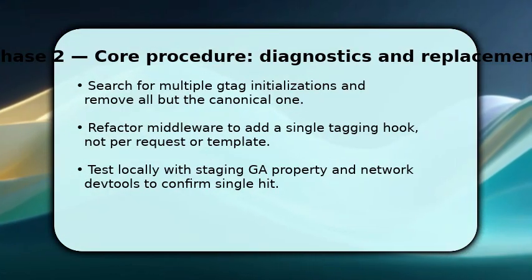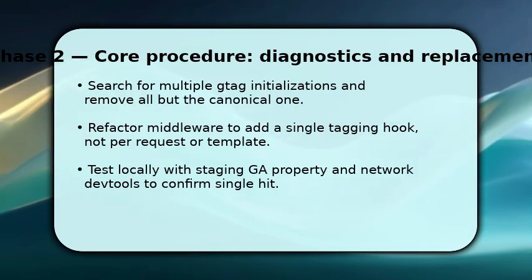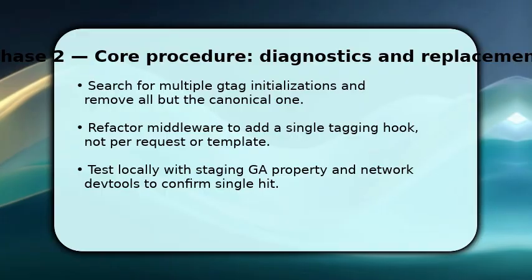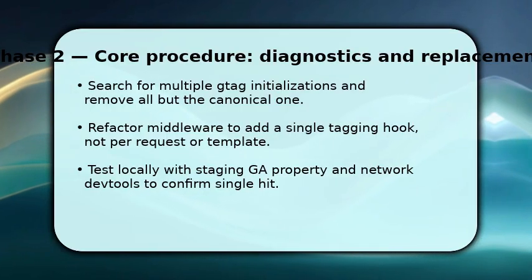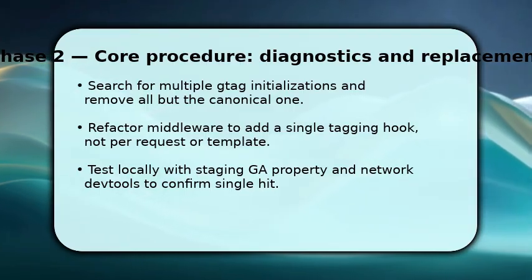Once done with backups, search project-wide for Gtag initializations and remove duplicates, keeping only the canonical implementation. You will refactor middleware so tagging runs in one centralized hook rather than in each template or per request handler.